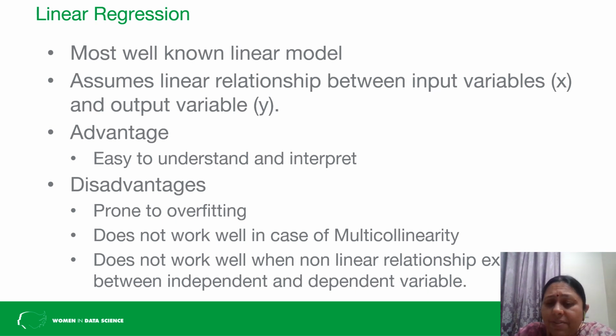Advantage of this model is it is very easy to understand and interpret. The disadvantage includes it's very prone to overfitting. It does not work well in case of multicollinearity. So if two input features are connected to each other, then we say that there is the existence of multicollinearity. As I already mentioned, if there is a nonlinear relationship existing between independent features and the dependent variable, this technique should not be considered.